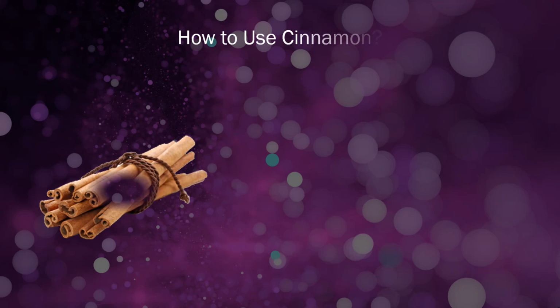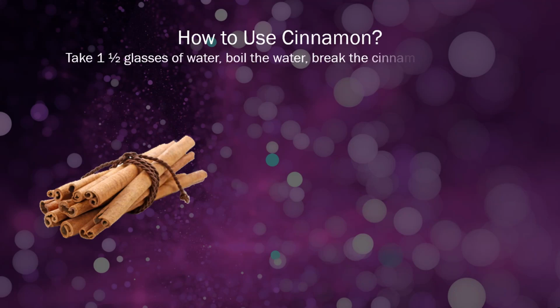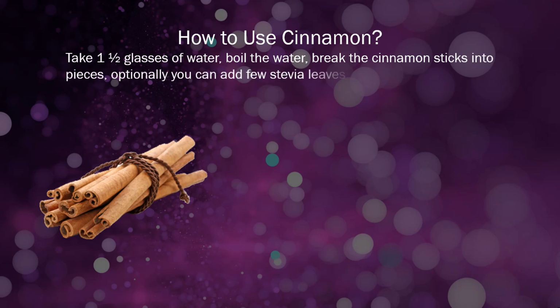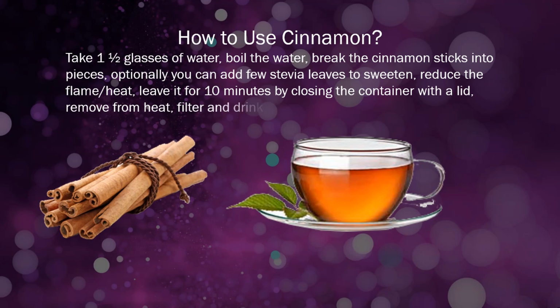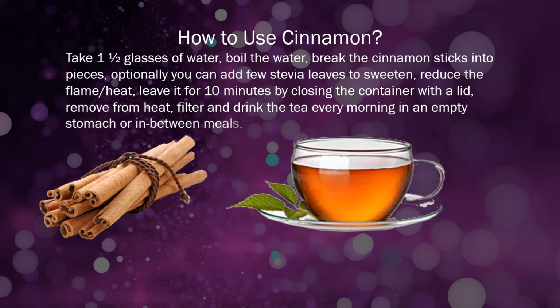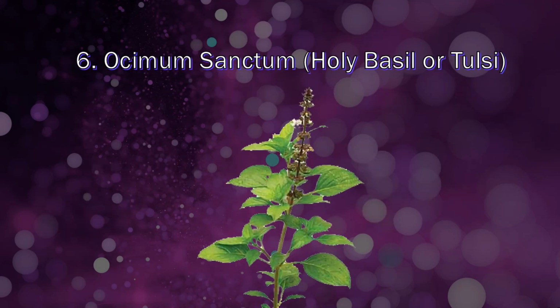How to use cinnamon. Take 1/2 glass of water, boil the water, break the cinnamon stick into pieces. Optionally, you can add a few stevia leaves to sweeten. Reduce the flame, heat, leave it for 10 minutes by closing the container with a lid. Filter and drink the tea every morning on an empty stomach or in between meals.